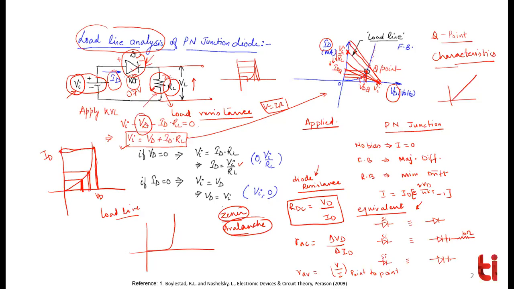ID and VD both will increase. If you are going to increase VI, what is going to happen? So this line will shift parallelly, right? Let's look again if it was not understood.